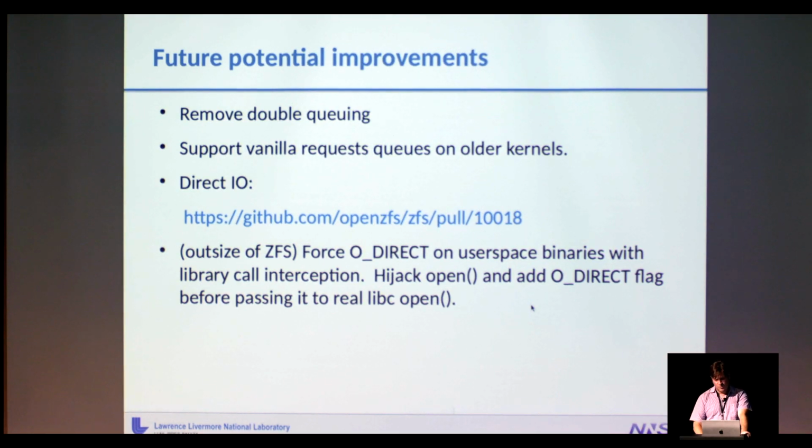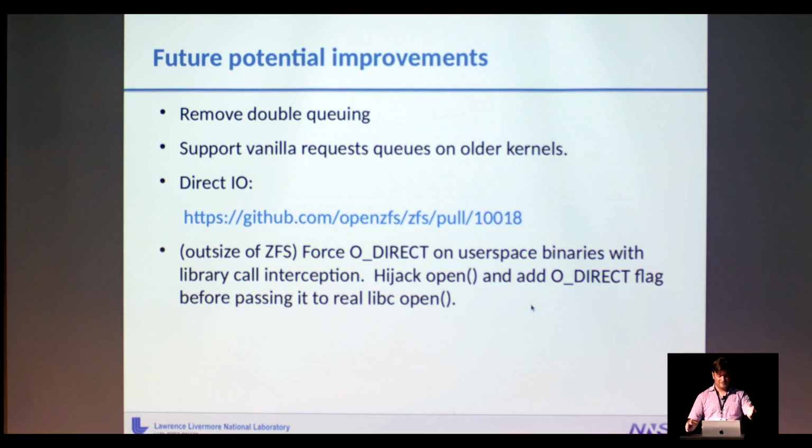Okay, so what else can we do beyond block multi-queue? What are some future things we could do to improve? Well, I've already talked about the double queuing. I think that's probably the biggest win with the least amount of effort. If we can just synchronously call ZVOL write from whenever we get a block I/O, I think that's going to be a lot better. The second thing I mentioned is support vanilla request queues.